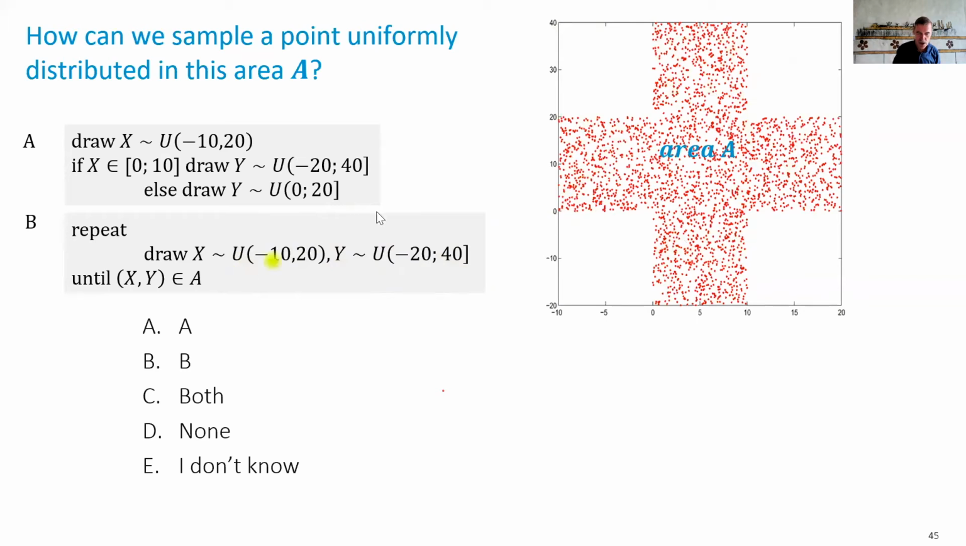And I do that until it falls into the area of interest. So if the point is here, for example, then bad luck, I do it again. If the point is here, I keep the point. Those are my two algorithms. Do you think that any of the two is a correct implementation of our simulation?